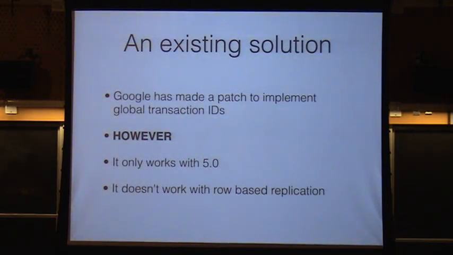There is a solution, an old solution actually. Google has made a global transaction ID patch. Unfortunately, this patch only works for MySQL 4.0 and cannot be ported to 5.1 because the way it is designed, it doesn't work with the row-based replication. So you can apply it to 5.1, but you can use it only if you have statement-based replication. If you start using row-based replication, it doesn't work anymore.